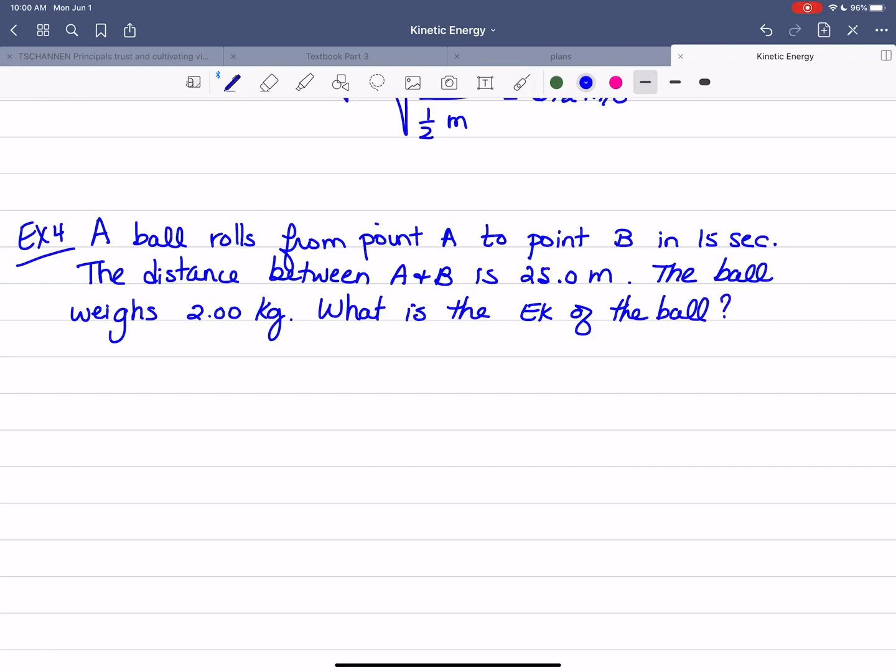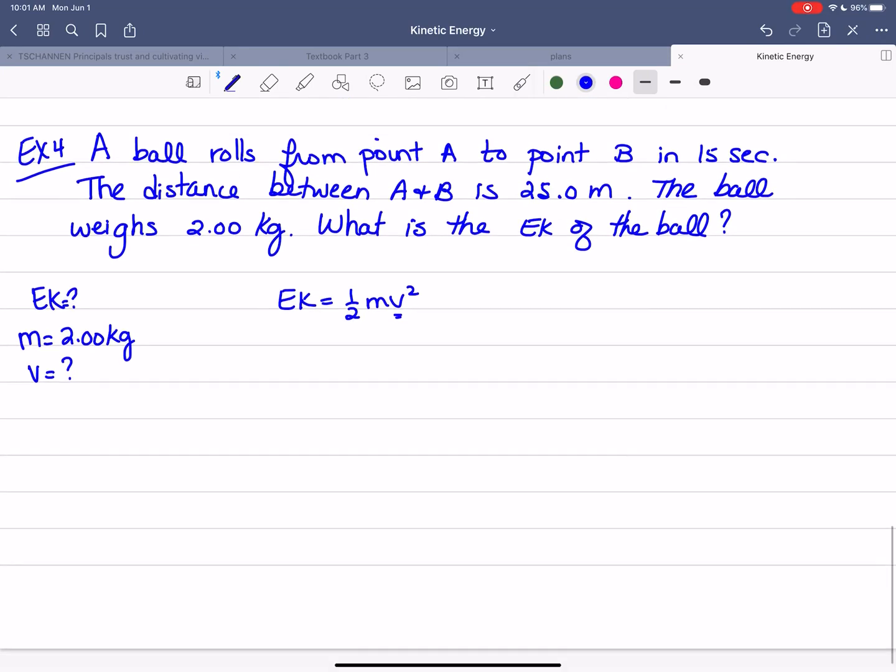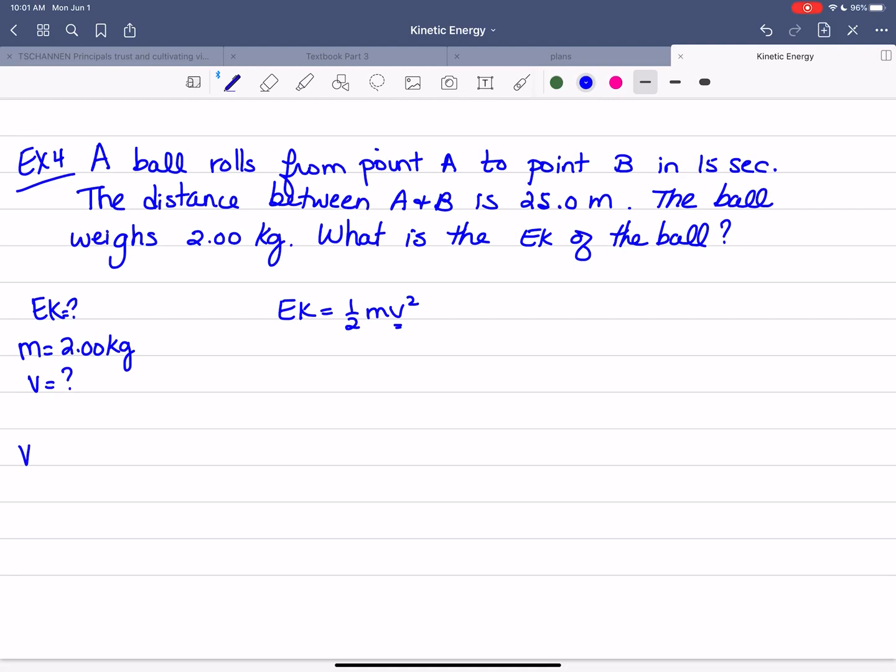All right, so I'm going to write some stuff down. EK is what I'm looking for. I have the mass. And I'm looking for V, and EK is 1/2 mv squared. So I don't have V and I don't have EK. I'm looking for both, so I have to have a way to find V. Now, in order to find V, we've learned that we can find V by doing delta D over delta T.